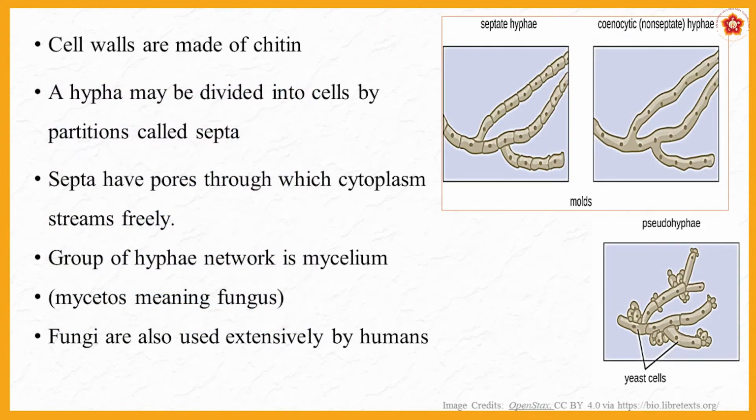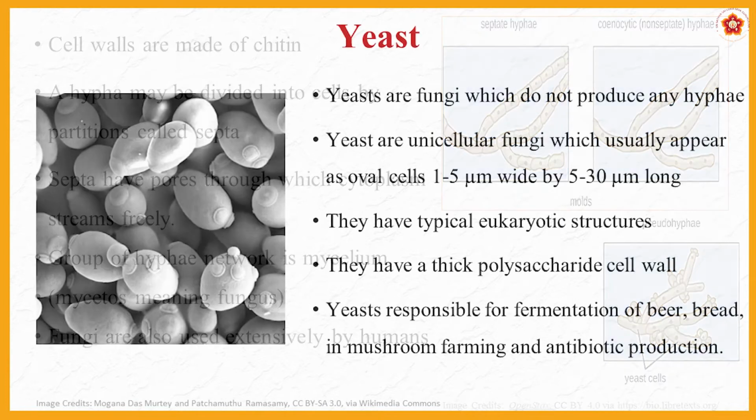Coming to the structure of fungi, the cell walls of fungi are made of chitin. A hypha may be divided into cells by partitions called septa, as you see in the picture. The septa have pores through which the cytoplasm moves freely, and a group of hyphae forming a network is called mycelium. Mycelium is another name for fungus, and fungi are usually extensively used by humans.